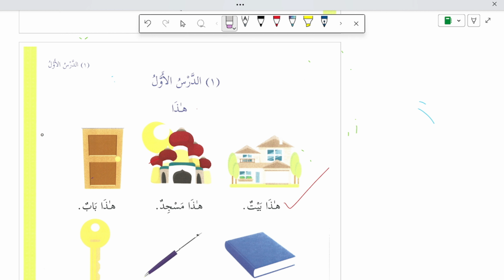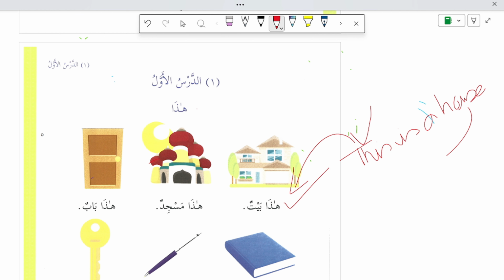Haza baytun. This is a house. Can you tell me what the word for "is" is? We translate this sentence like this: "this is a house." "This" is the translation of haza, and "a house" is baytun. Okay, is there any word in Arabic for "is"?